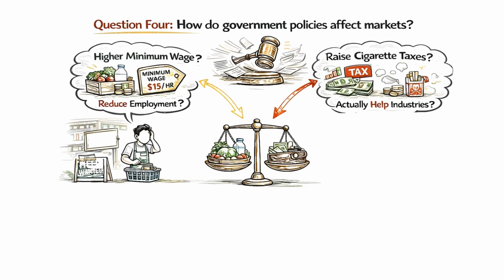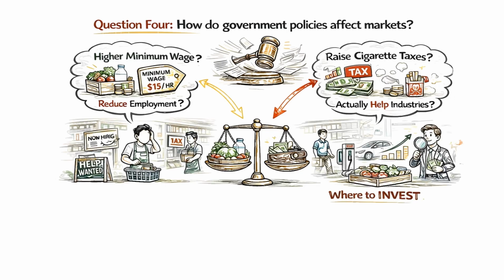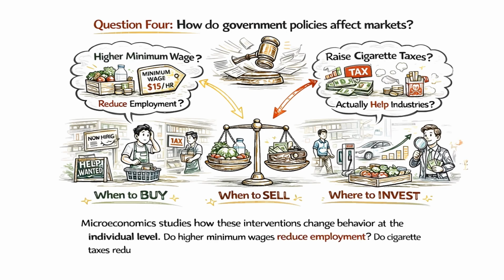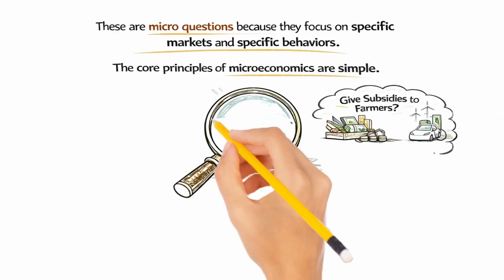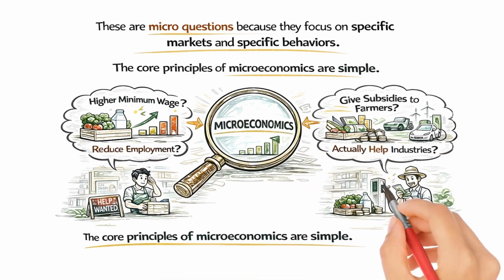What happens when they tax cigarettes? What happens when they give subsidies to farmers or electric car companies? Microeconomics studies how these interventions change behavior at the individual level. Do higher minimum wages reduce employment? Do cigarette taxes reduce smoking? Do subsidies actually help the industries they target? These are micro questions because they focus on specific markets and specific behaviors.